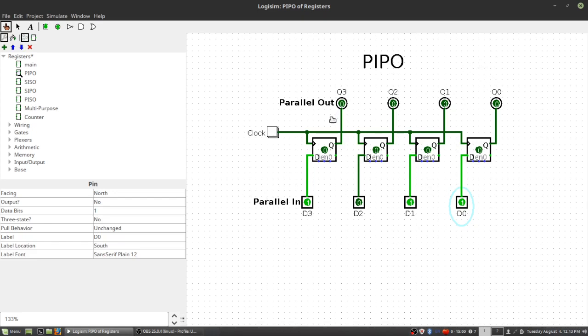And so we see that the output hasn't changed yet, and that's because these D flip-flops need a positive edge clock pulse before the output changes. So we give it that positive edge, and there we go. We got 1, 0, 1, 1. And now this number is kind of captured in here, and it can be accessed in a parallel fashion.